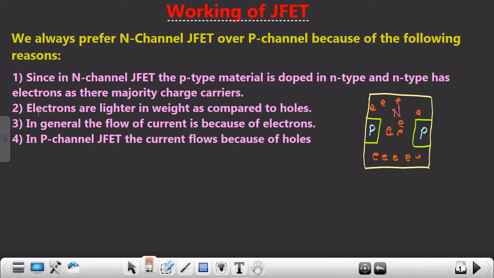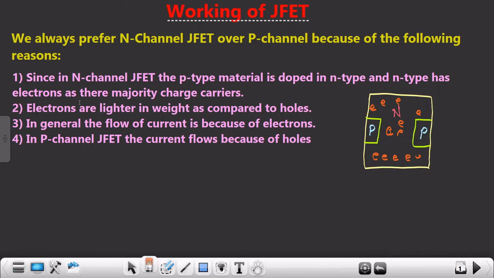The second point is that electrons are lighter in weight as compared to holes. If you don't know the mass of electrons, just search on Google, and also search the mass of holes, and compare them, and then you will understand the meaning of this second line. I'm not explaining it further; it's like comparing one heavy ball and one ball whose weight is quite less. So just find out the mass of the electrons and holes, then you yourself will come to know how exactly electrons are lighter in weight as compared to holes.